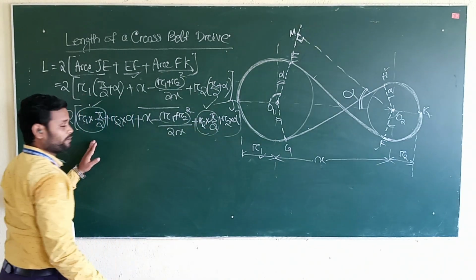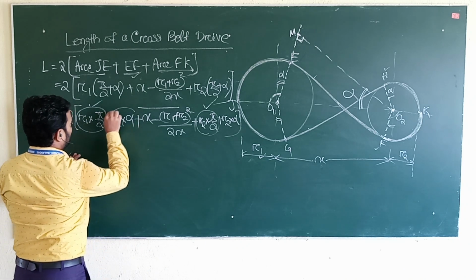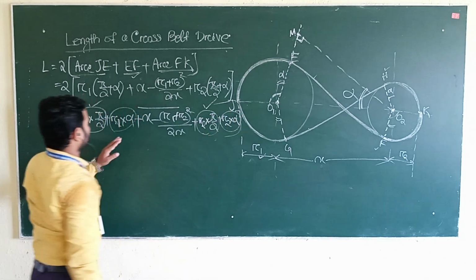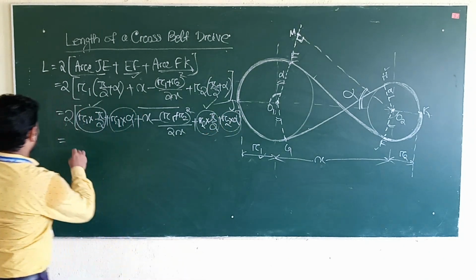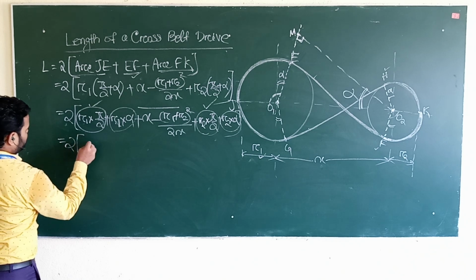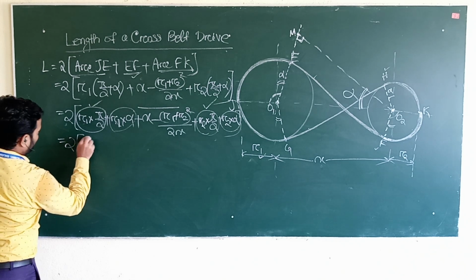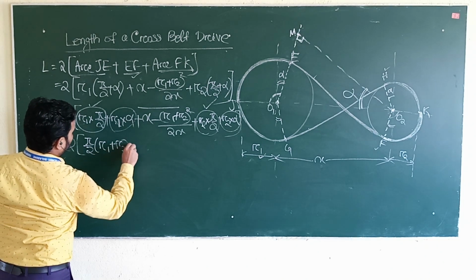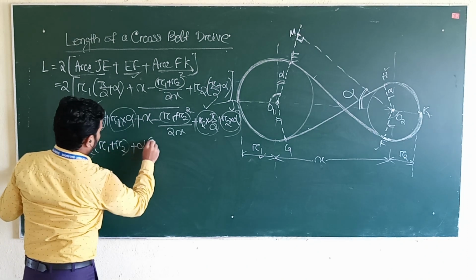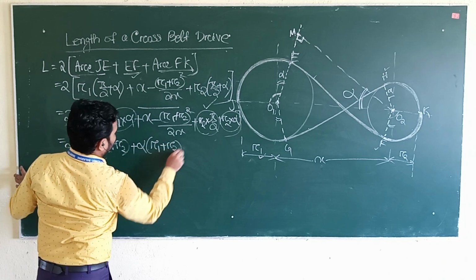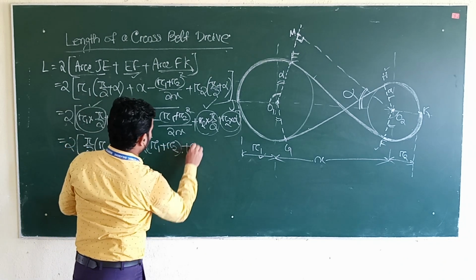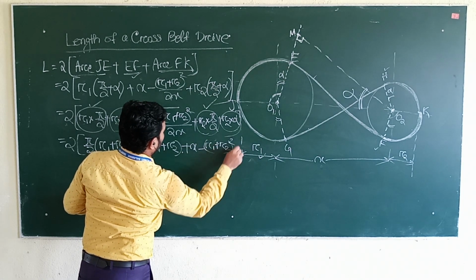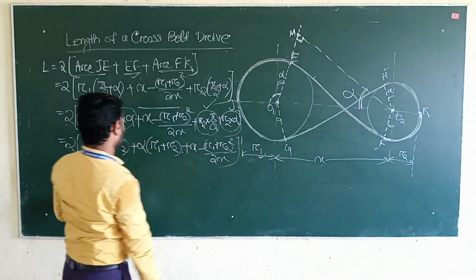So we will take common pi by 2 here. Similarly, here r1 into alpha, here r2 into alpha. We can take common alpha. So the next equation is pi by 2 common, the remaining is r1 plus r2. Similarly, alpha common, the remaining is r1 plus r2. Similarly, the remaining terms are x minus (r1 plus r2) square divided by 2x.